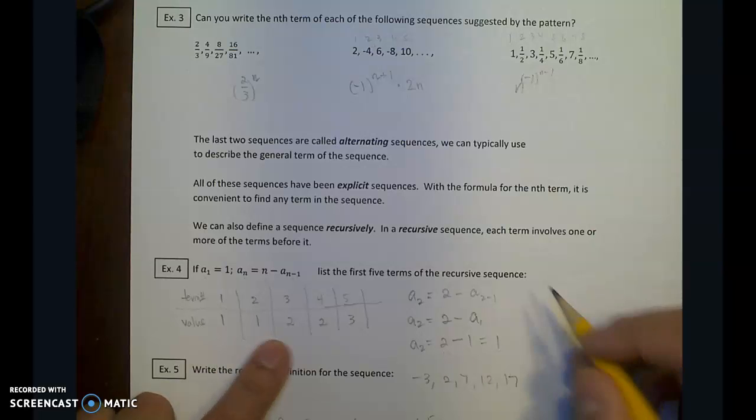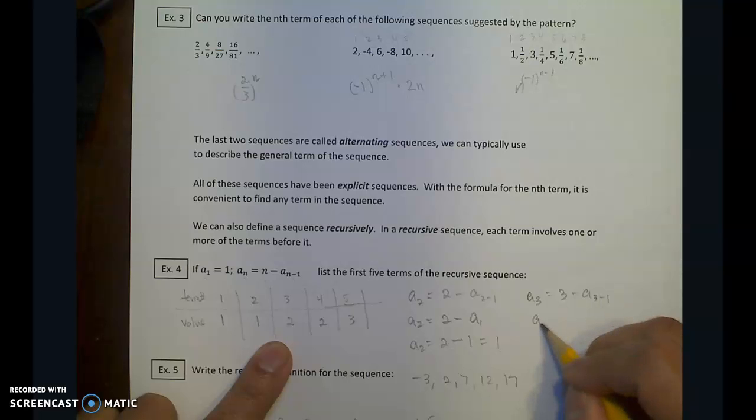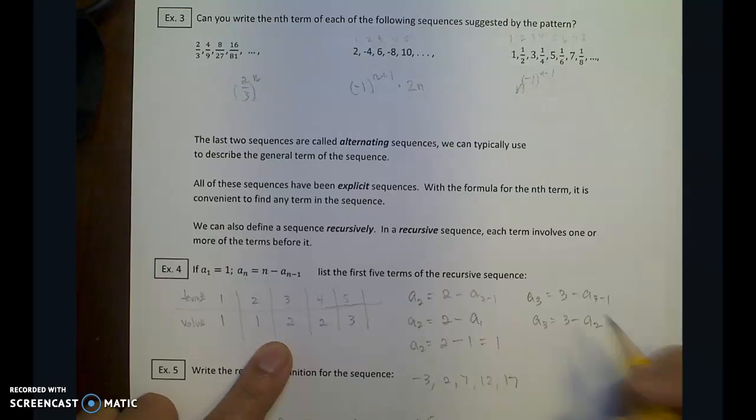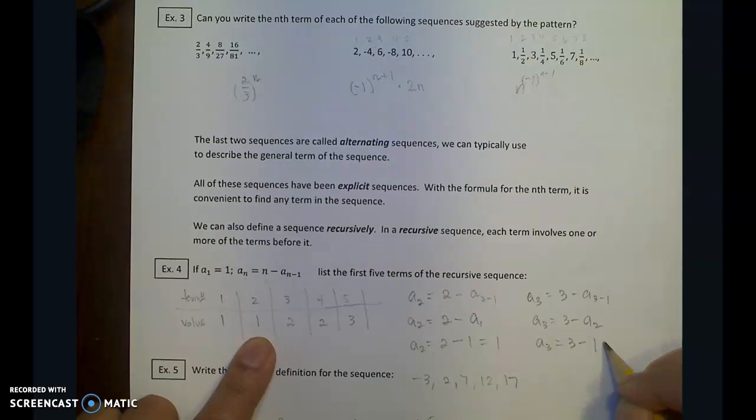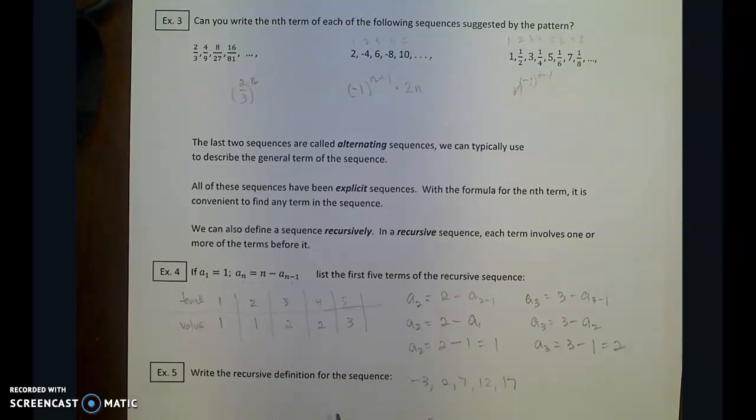If I want to find the third term, plug 3 in for n. So to find the third term, we're going to take 3 minus the second term. The second term was 1. So here I have my third term is 2. Okay, so we continue that pattern to find these 5 terms.